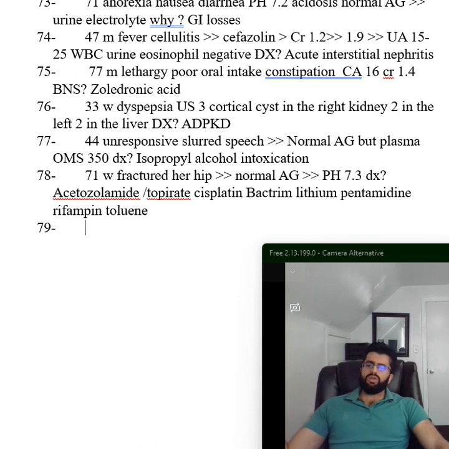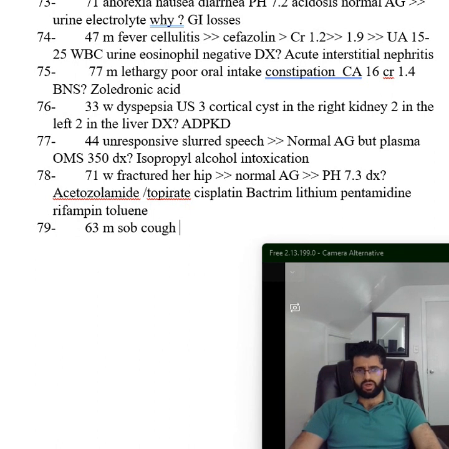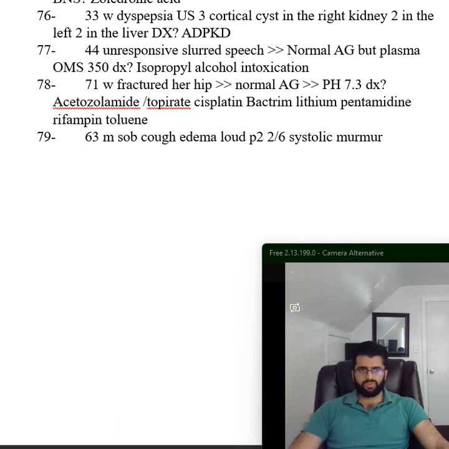Okay, so these can cause normal anion gap metabolic acidosis. Now this case is interesting as well. A 63-year-old man comes in with shortness of breath, cough, and edema. On exam you see a loud P2 and a grade 2/6 systolic murmur at the left sternal border. So: cough, edema, systolic murmur.